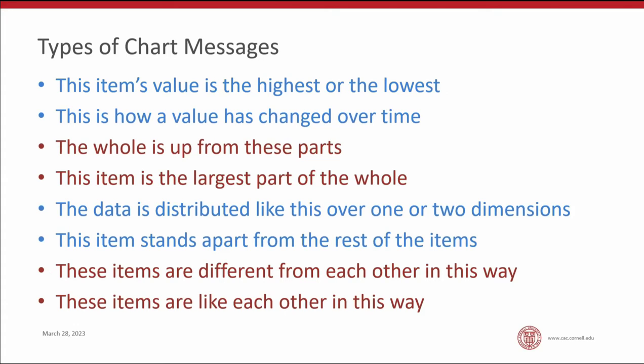Going on to distribution charts, you could say that the data is distributed in this way. There are outliers that stand apart from the rest, or there are these clusters that you can see. And for relationship charts, you're saying these two variables seem to be related strongly in the data, and these particular items are like each other in this way. Sorry, these are generic statements that I'm hoping you can imagine how you would use in a more specific way, given whatever data you had to use.